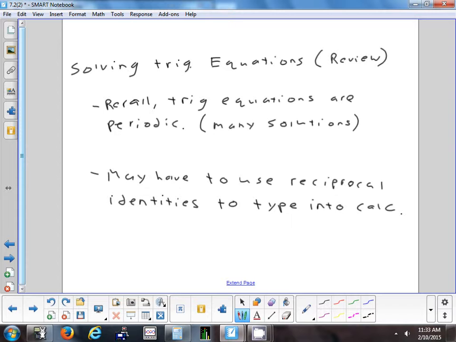All right, the last thing we're going to do is look at solving some trig equations. We can use the graphing calculator if we need to. We'll also try to do it algebraically a little bit. Remember that trig functions are periodic. That means if you have one solution, you have infinitely many solutions. That solution reoccurs every period.